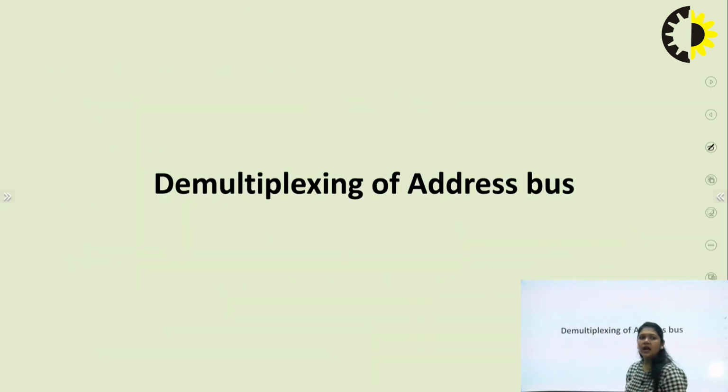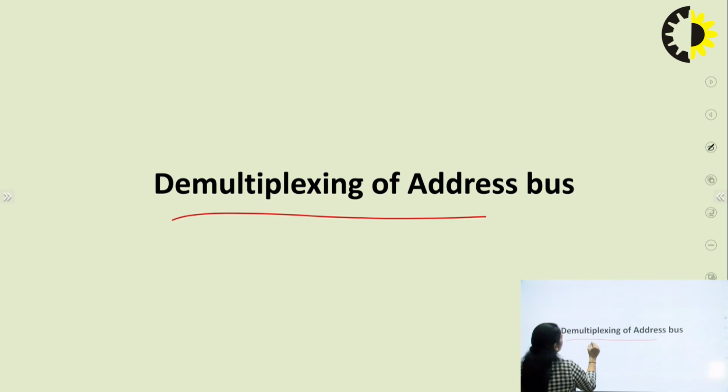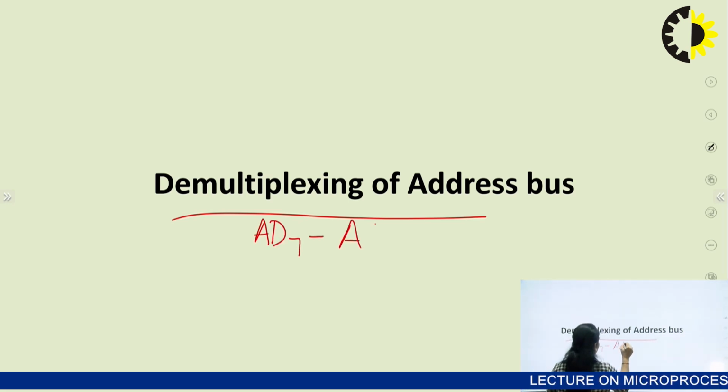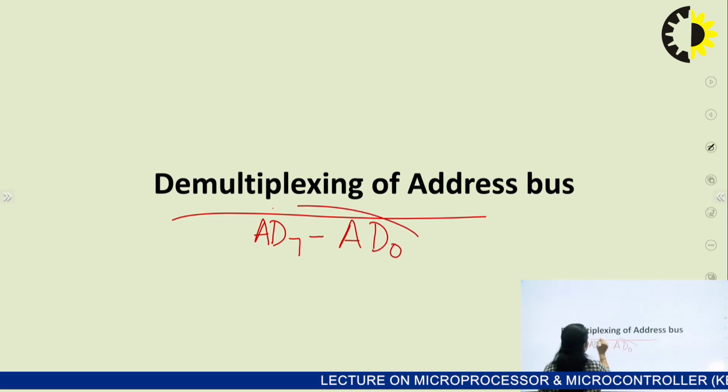So next is our demultiplexing. What is demultiplexing? Demultiplexing of the address bus. The address bus which was AD7 to AD0.